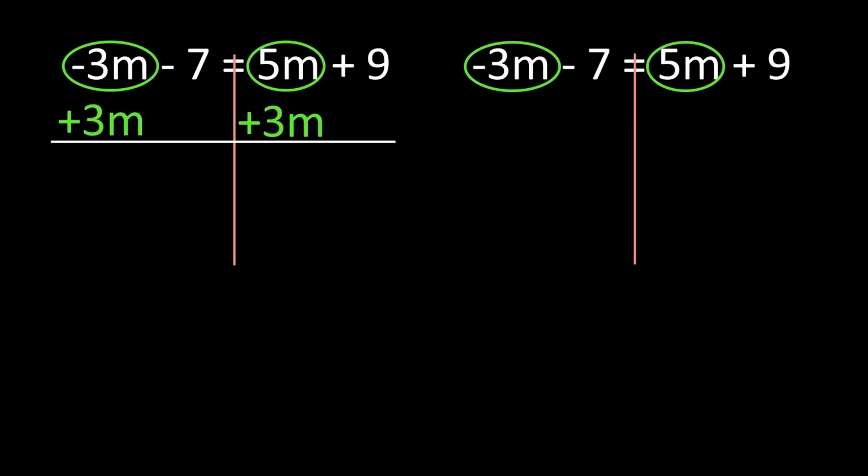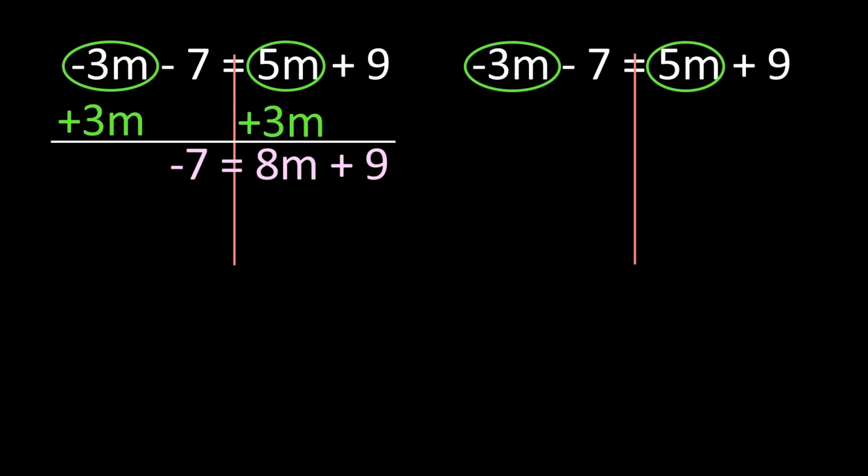So now on the left-hand side of the equation, I have negative 3m plus 3m is 0, leaving me with just the negative 7 on the left. Then on the right, I have 5m plus 3m is 8m, and I still have the positive 9. So this step moved my variable to the right-hand side, but it left me with a positive coefficient with that variable. So what was your other option?